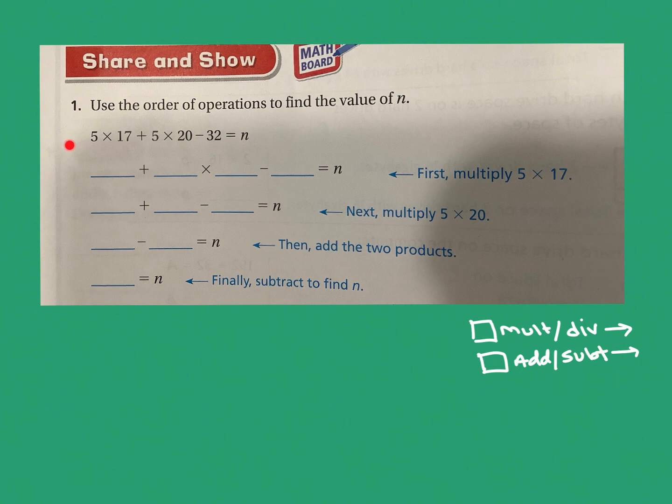So I start at this end and look for any multiplication or division. Here is my first one. And I just get in the habit of underlining it. That way I tell my brain this is exactly what needs to be done. I need to do 5 times 17 first.